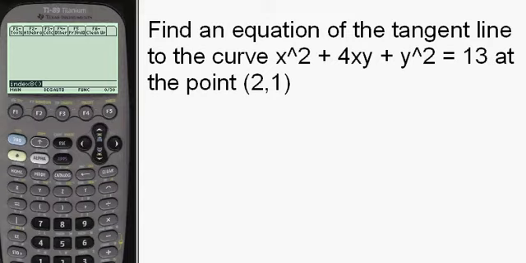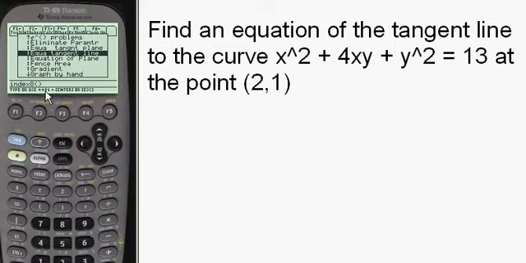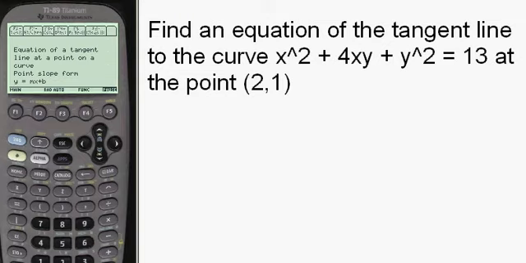Index 8 to get to my main menu. I'm already at equation tangent line here. That's what you'd scroll to. There's equation of a plane, equation of a tangent plane, etc. But we're going to use the equation of the tangent line, like it says here. So we scroll there and press enter. It's going to use the point-slope form, y equals mx plus b.